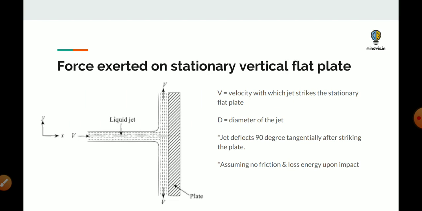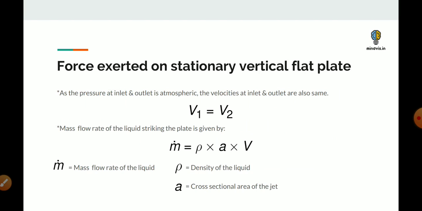If I am talking about the conceptual thing here, that is the momentum. How momentum is transferred by a liquid jet after striking the plate. Here the plate is a stationary vertical flat plate. The jet deflects 90 degrees tangentially after striking the plate. We assume there is no friction and no energy loss on impact. The force exerted on the stationary vertical plate has the same velocity after striking, that is V1 equal to V2.